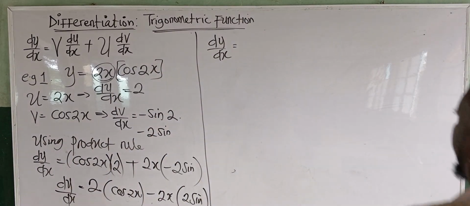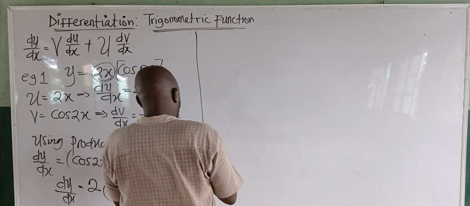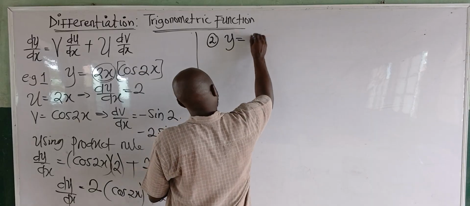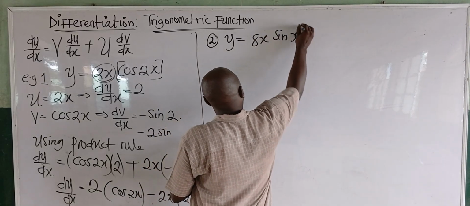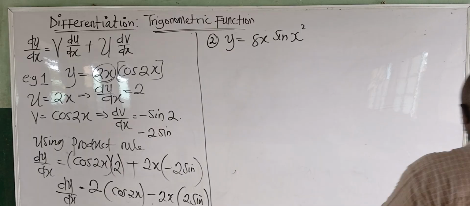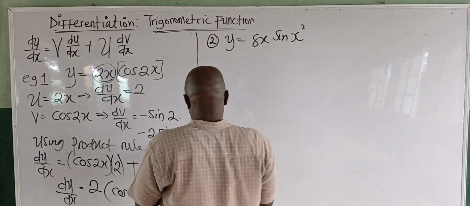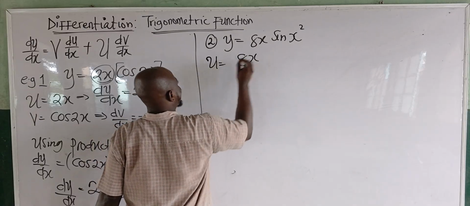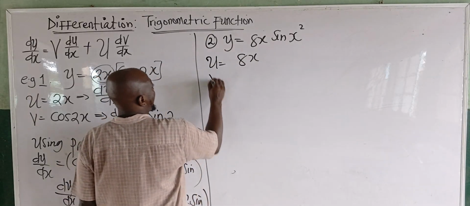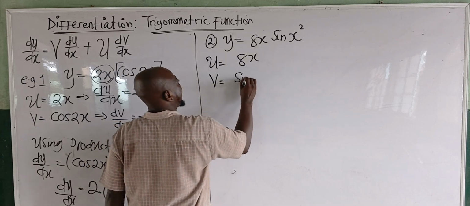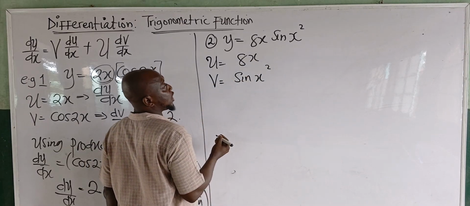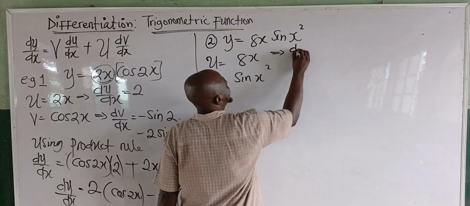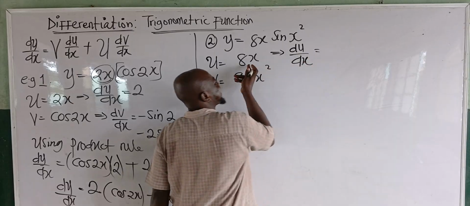So number two, we are asked to differentiate this value, 8x sine x squared. Number 2, how do we go about this? First thing, we say let u be the first value here, 8x. That's the first thing. Next, our v becomes all of this, so sine x squared. So what do we do now going further? We said we have to differentiate u with respect to x. When you differentiate u with respect to x, what do I have? It's 8, because this is power 1.